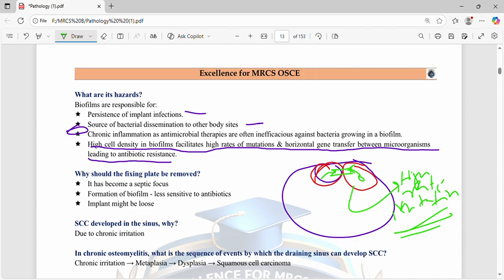Why should the fixing plate be removed? The treatment is to remove the fixing plate, because the biofilm is usually attached to the surface of the implant or external fixator, so it will go away with it. So it has become an aseptic focus. Biofilm formation is less sensitive to antibiotics, and the implant might be loose. Yes, the implant can get loose when there is surrounding infection. The tissue holding the implant is eaten away and liquefies, so the implant will be loose.